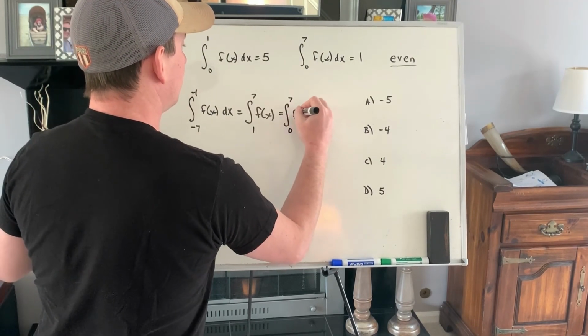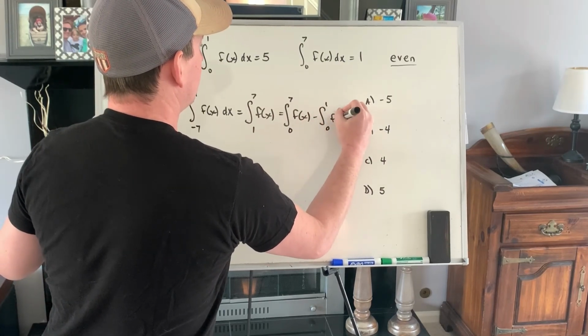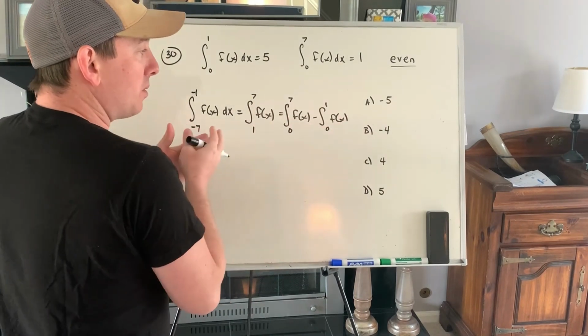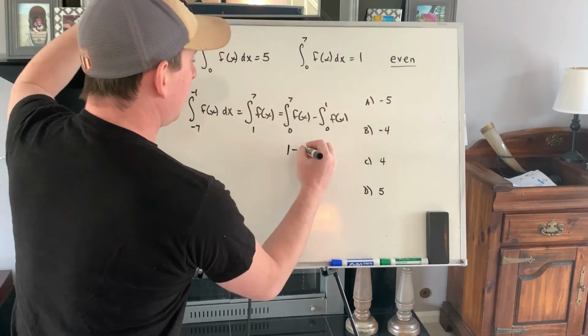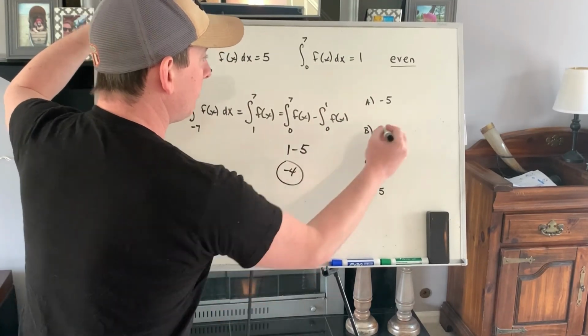Now the integral from 1 to 7 can be broken up into the integral from 0 to 7 minus the integral from 0 to 1. I go from 0 all the way to 7, and then I just take out the bit that was from 0 to 1. So this is 1, this part is 5, and then we get -4, B.